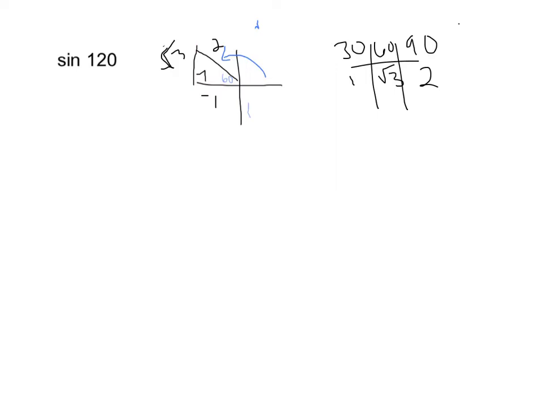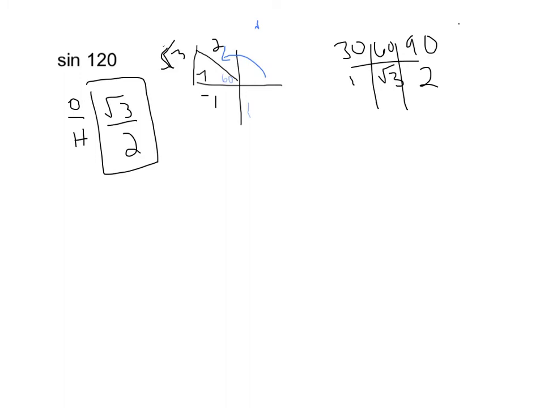So now, when I find the sine of 120, that's still going to be opposite over hypotenuse, my opposite of my reference angle. So opposite of 60 is the square root of 3, and my hypotenuse is 2. So the sine of 120 degrees is root 3 over 2.